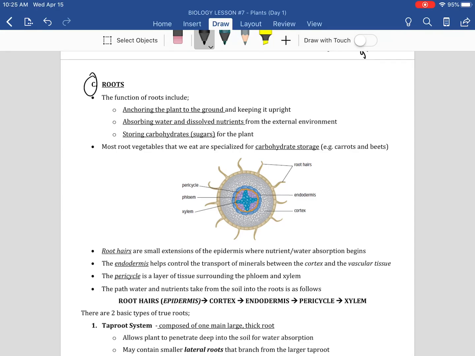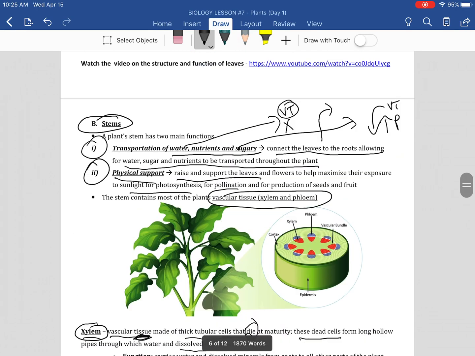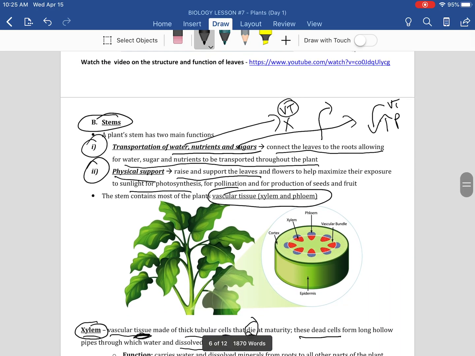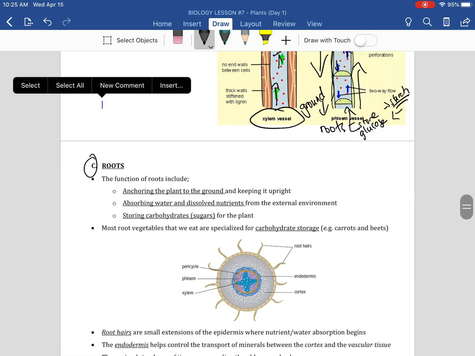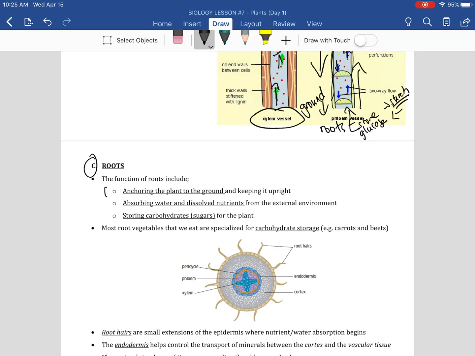Okay guys, we're going to talk about the third organ found in the plant. The first one was called the leaf. The second is, so if we go back up, the stem. And then the third one is the root. All right? So there are basically three main functions of the root.